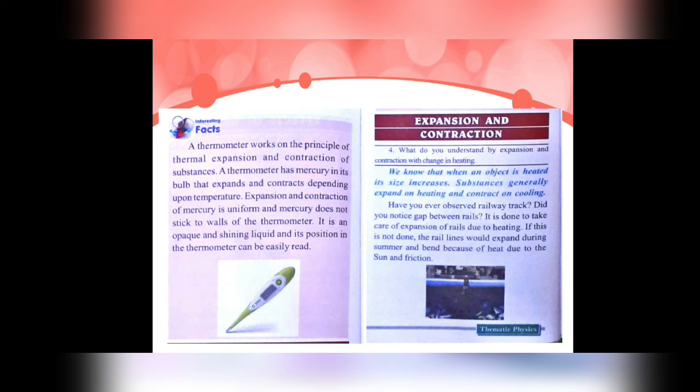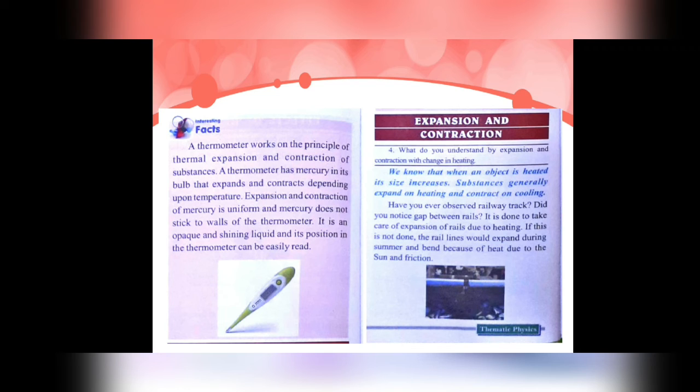There is a fact given: a thermometer works on the principle of thermal expansion and contraction of substances. Thermal expansion means on providing heat, the size increases, and on taking out the heat, contraction happens, meaning the size reduces. A thermometer has mercury in its bulb that expands and contracts depending upon the temperature. So mercury expands when it is getting heat, and when it is cooled, it starts contracting. The expansion and contraction of mercury is uniform and mercury does not stick to the walls of the thermometer.